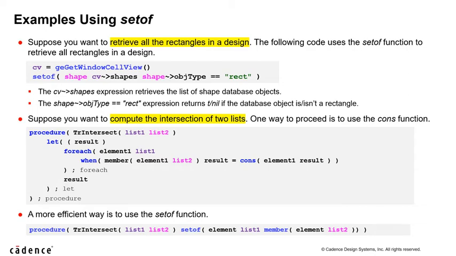So we have a procedure defined as tr_intersect, taking in two lists, list1 and list2. Then in the let statement we will identify the result as a local variable. Then we will have a foreach loop that goes through each element in list1, and when it is a member of list2 we will put it onto the result list with the cons function. So basically we grab each element in list1 and then test if it is a member of list2. If it is, we keep it and put it in the result and then return the result as the final result of the procedure.